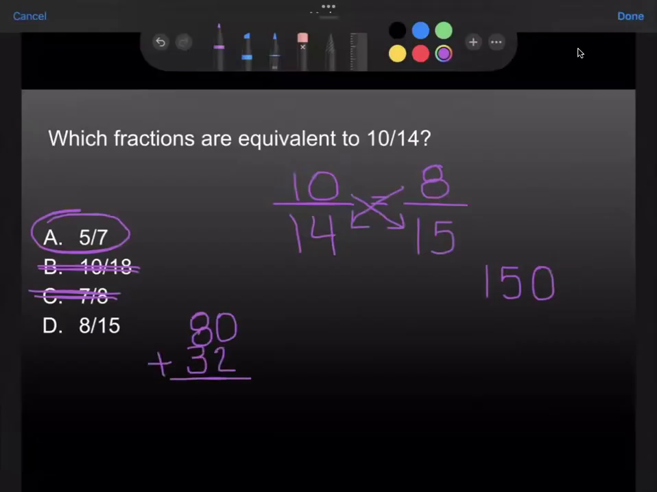If I add those together, I get a 2 here and an 11 here. So not the same number at all. So we're going to cross that one off. So from this list, the only fraction that was equivalent to 10 over 14 was the first one, 5 over 7.